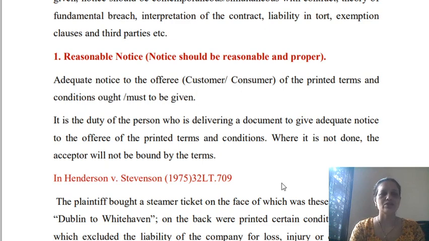It is the duty of the person who is delivering a document to give adequate notice to the offeree of the printed terms and conditions. Where it is not done, the acceptor will not be bound by such terms.